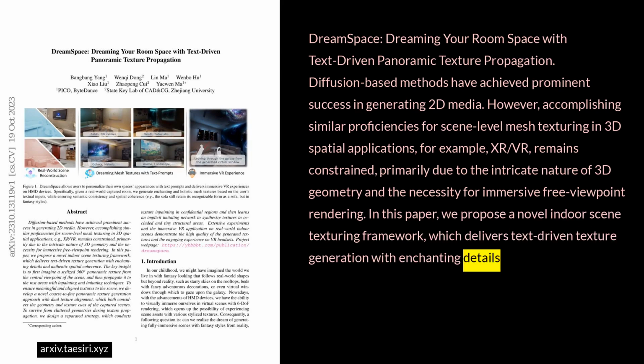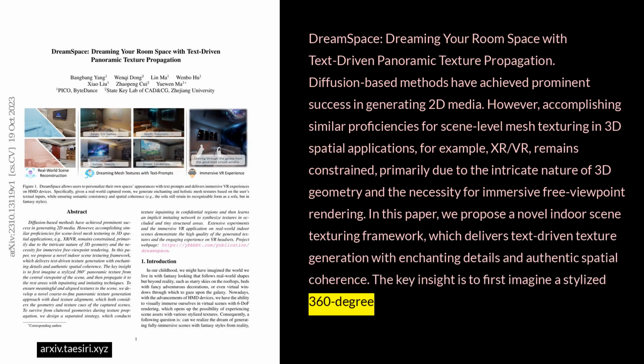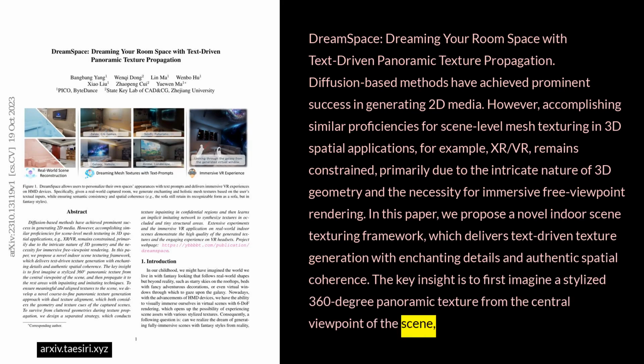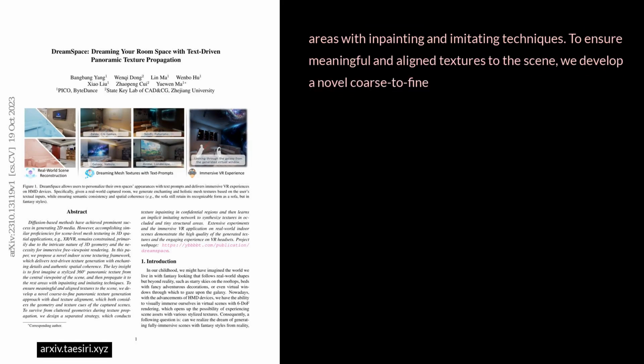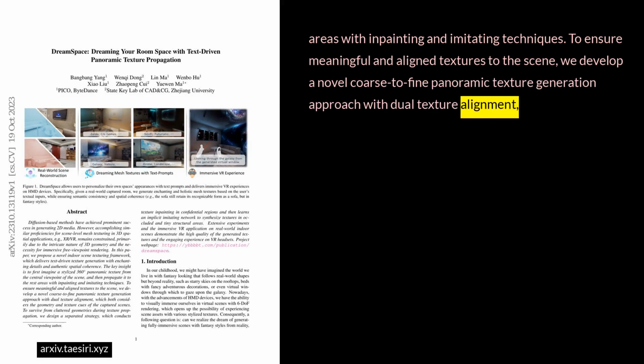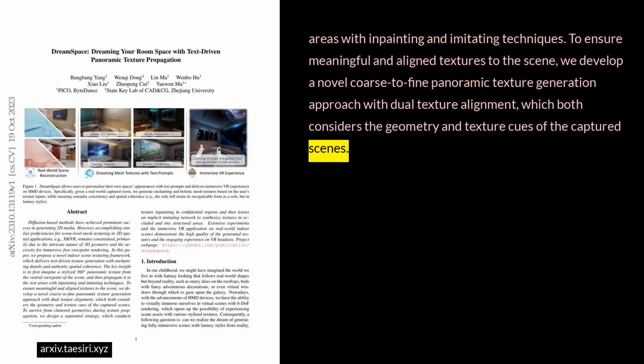In this paper, we propose a novel indoor scene texturing framework, which delivers text-driven texture generation with enchanting details and authentic spatial coherence. The key insight is to first imagine a stylized 360-degree panoramic texture from the central viewpoint of the scene, and then propagate it to the rest of the areas with inpainting and imitating techniques. To ensure meaningful and aligned textures to the scene, we develop a novel, coarse-to-fine panoramic texture generation approach with dual texture alignment, which considers both the geometry and texture cues of the captured scenes.